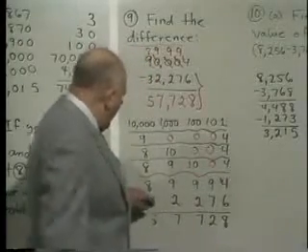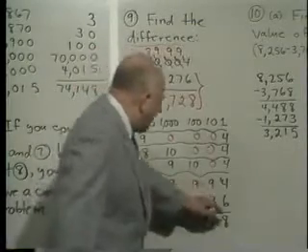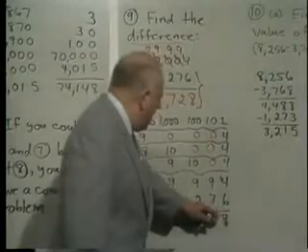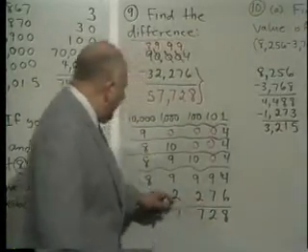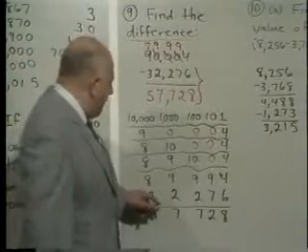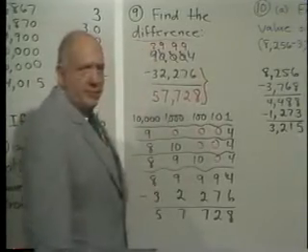Then you see, when I subtract 32,276, I never have to take away more than what I have. 6 from 14 is 8, 7 from 9 is 2, 2 from 9 is 7, 2 from 9 is 7, 3 from 8 is 5. And you'll notice that what I did here is simply elongating what I did over here.